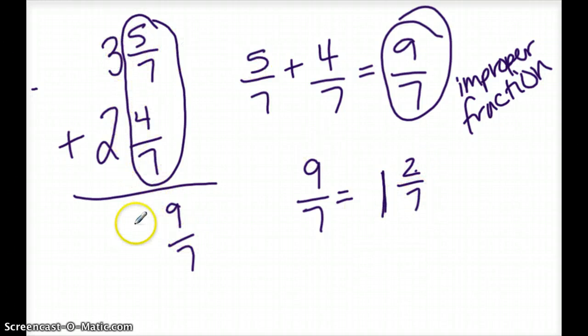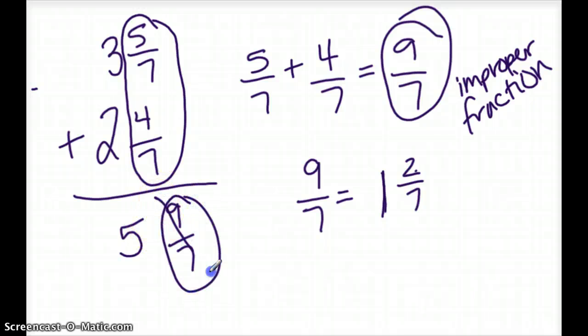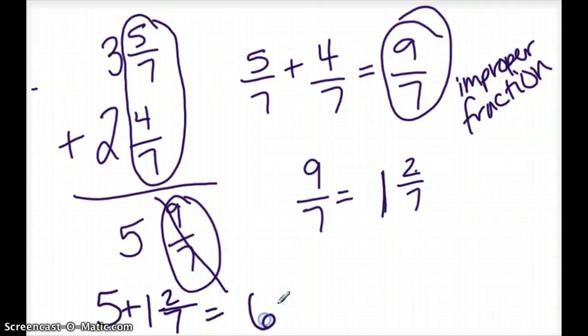So I can't leave this as 5 9/7. I have to change that to the correct way. So 9/7 equals 1 2/7, then I'm actually going to get rid of that and do 5 plus 1 2/7, which equals 6 2/7.